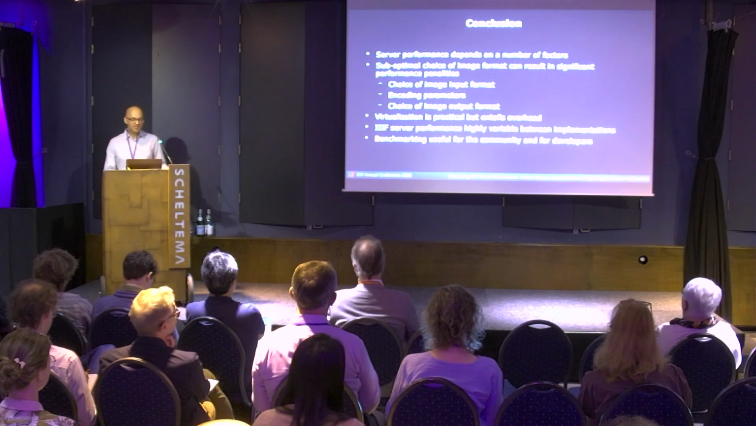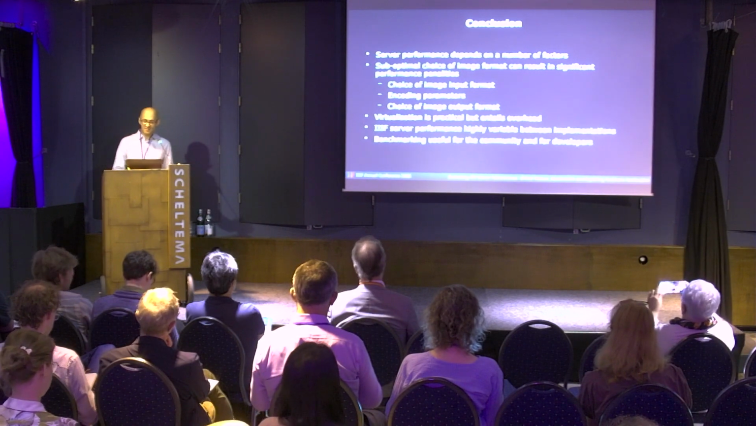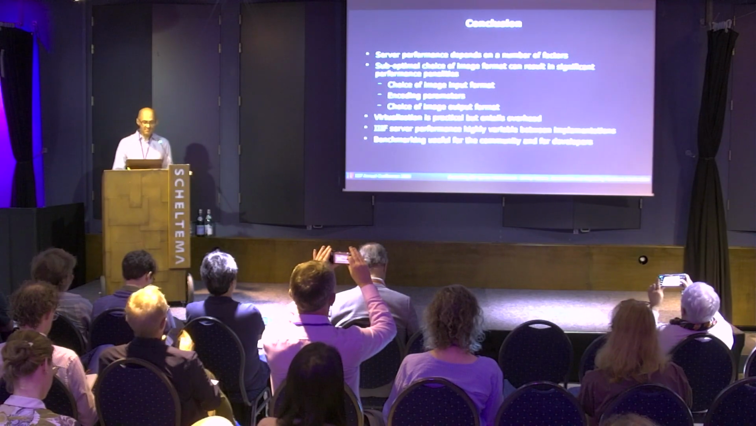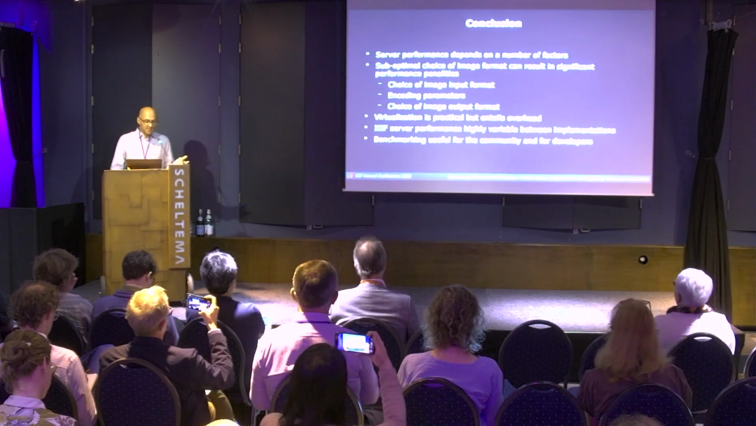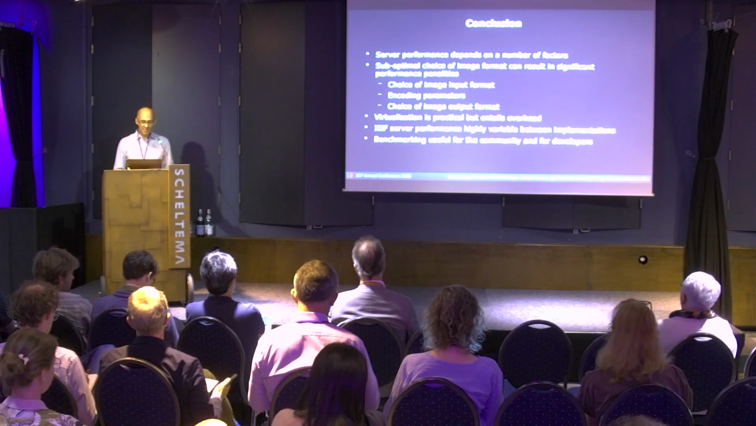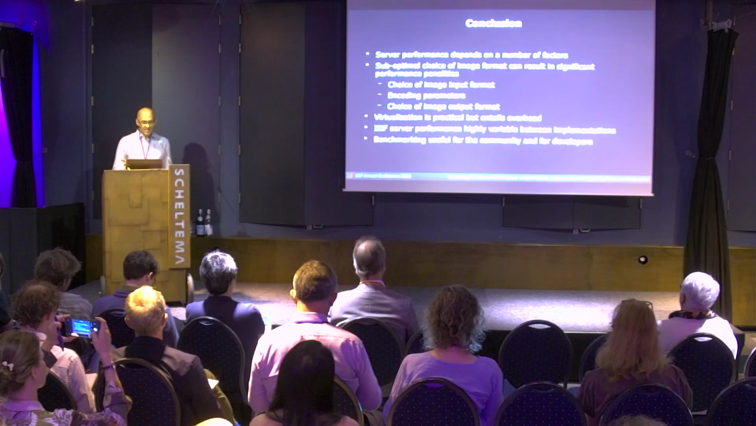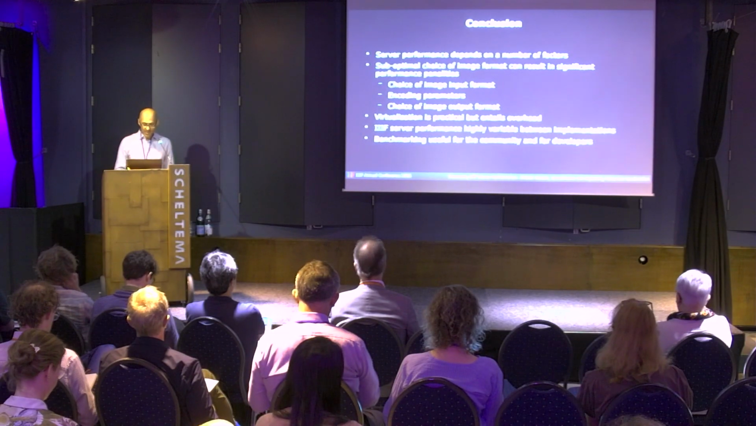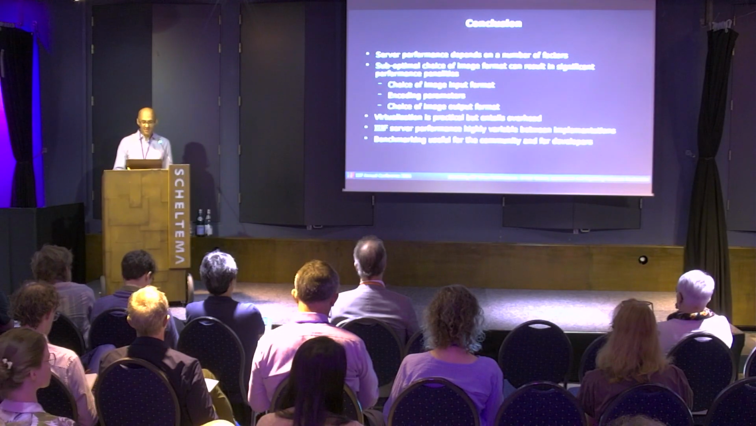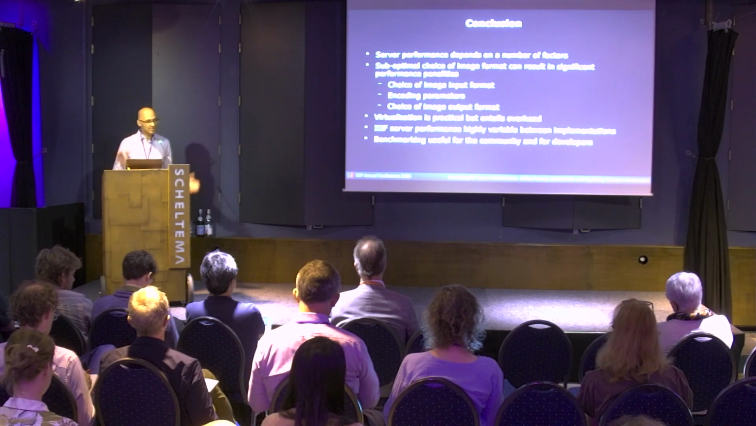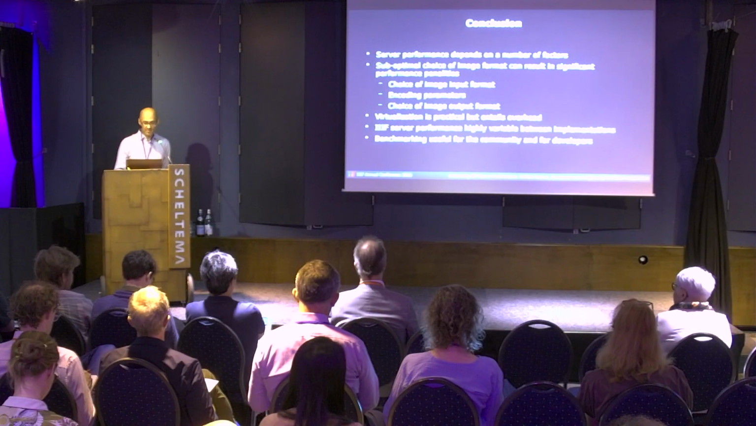So the conclusion is server performance really depends on a number of factors. The suboptimal choice of image format can result in significant penalties in terms of performance: the choice of input format, how you encode that image, and what format you choose to output. Things like virtualization are very practical through Docker, but you have to know it does entail some overhead. And your choice of IIIF server also has an important impact on performance. It can be highly variable, and it depends on the type of image you're using, whether that server is optimized for those types of images.